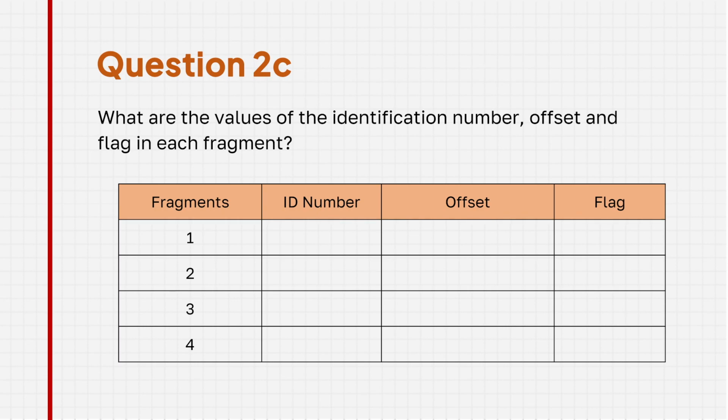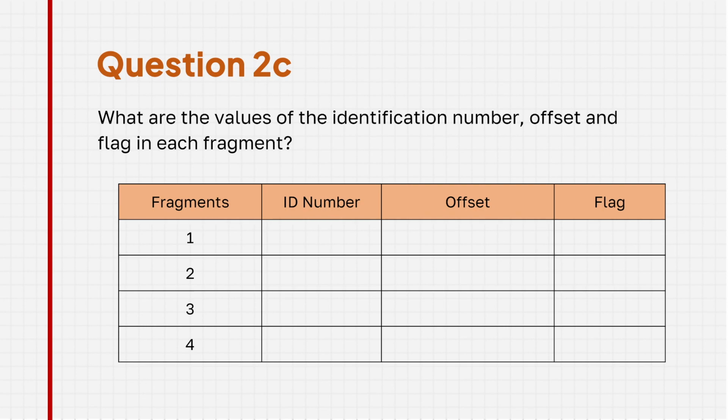Okay. 1. Okay. Next. ID. 422. Offset 120. Why is it 120? Plus 60. Okay. Flag 1. Next one. Okay. Last one. ID 422. Offset 180. Why is it 180? Plus 60. Yeah. The flag is like 0. So this one is 0. Okay.